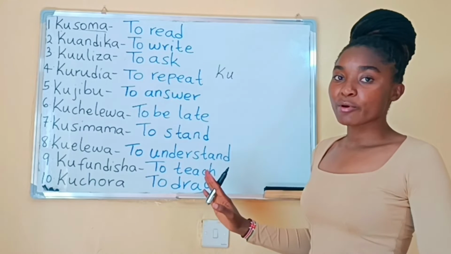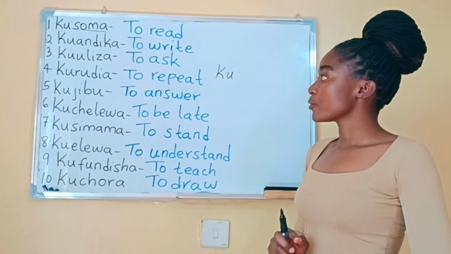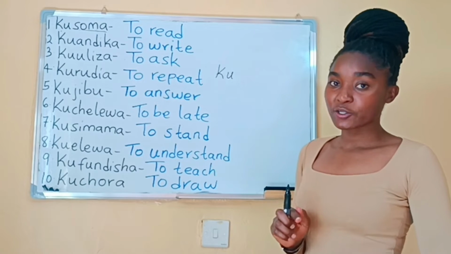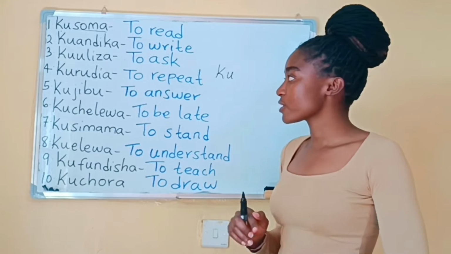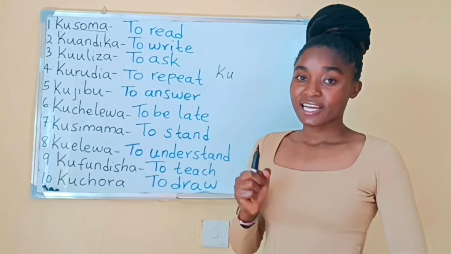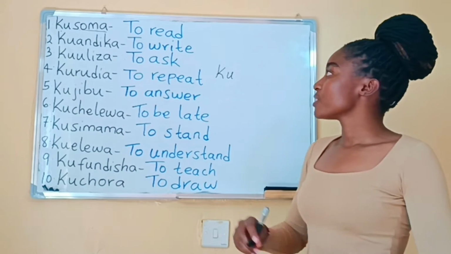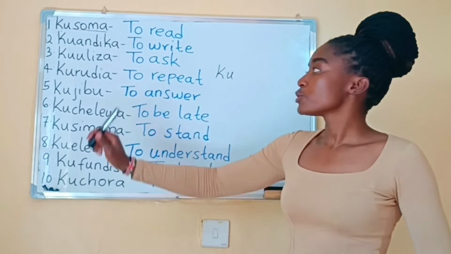I hope you can see the board clearly, the way I have written. I hope it's clear. Let me know in the comment section. Kindly help me understand if you can see the writings clearly, you know. So we start our verbs with ku, which is to.